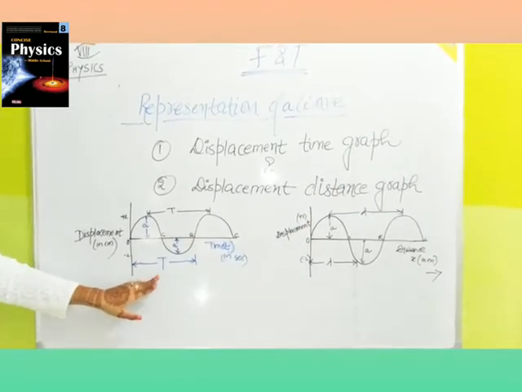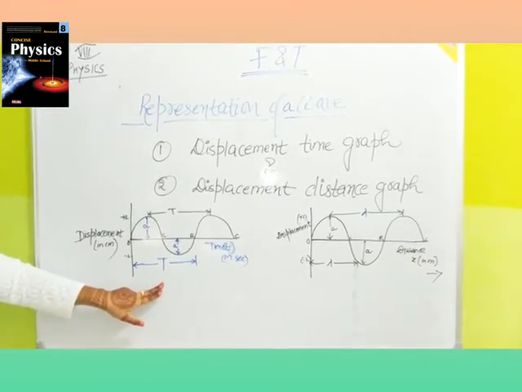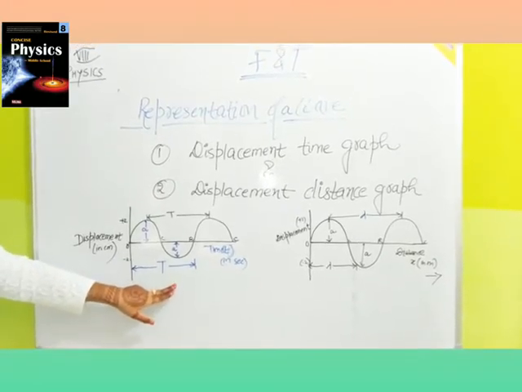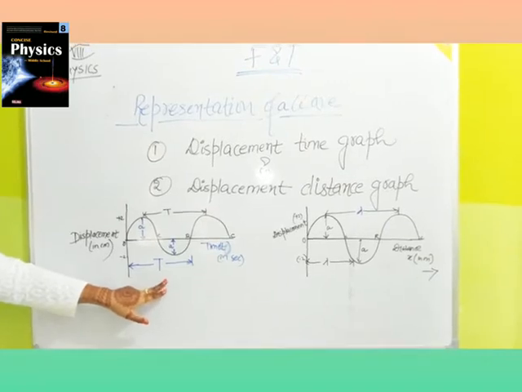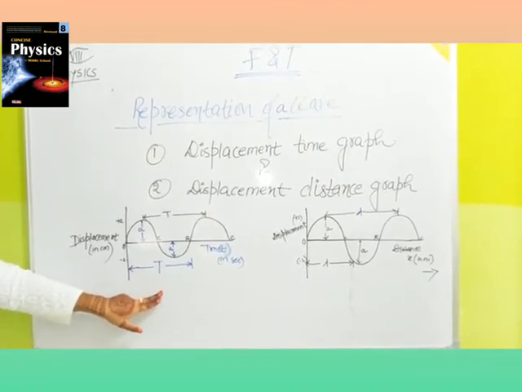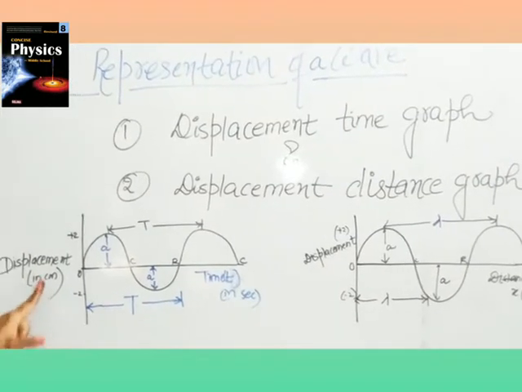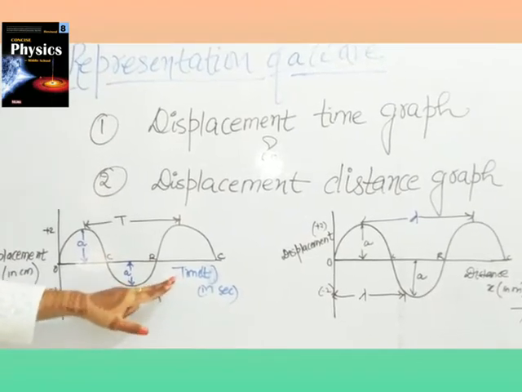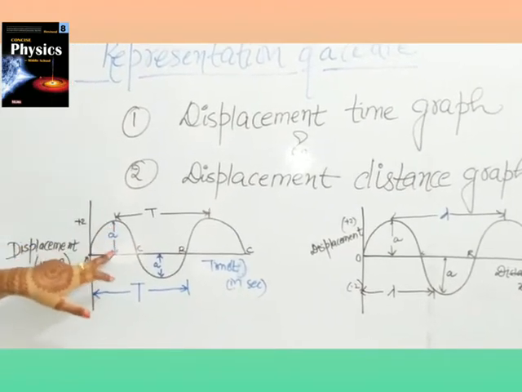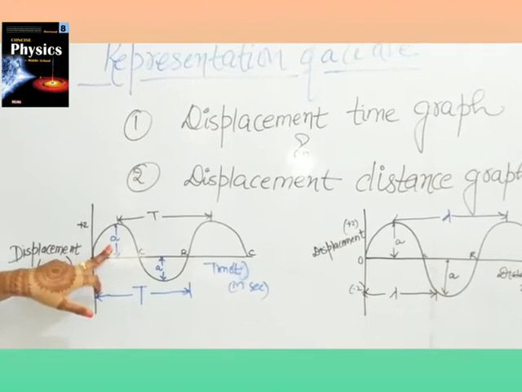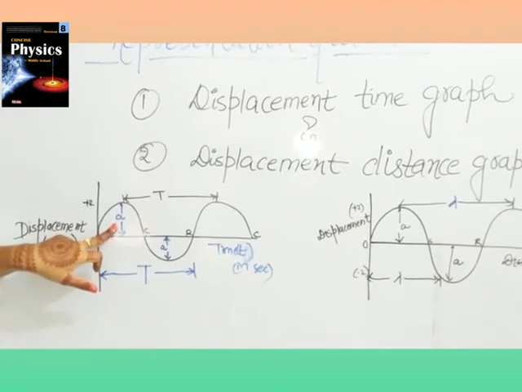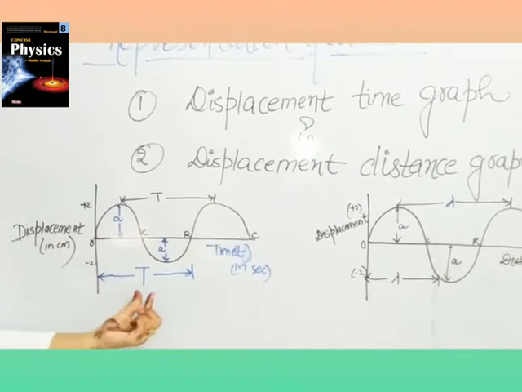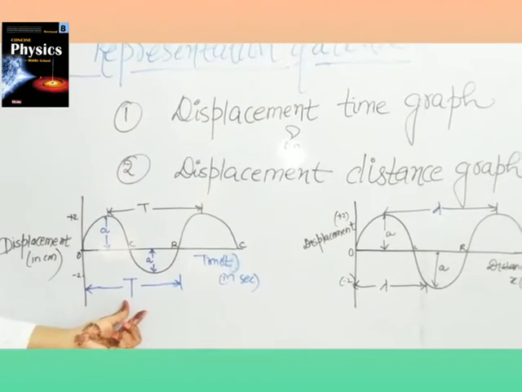This graph shows the variation of displacement of a particle of that medium with the time at a given position when a wave propagates through the medium. It is called displacement time graph. The amplitude is represented by the letter A, and time period is represented by letter capital T.